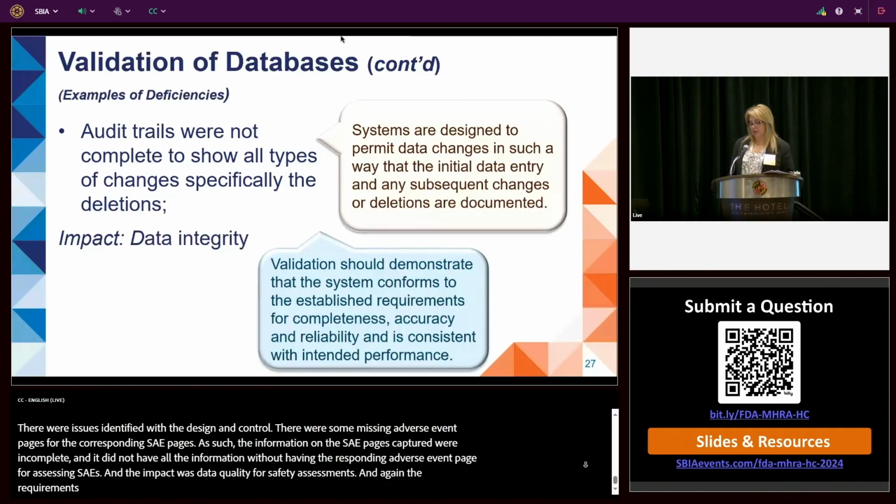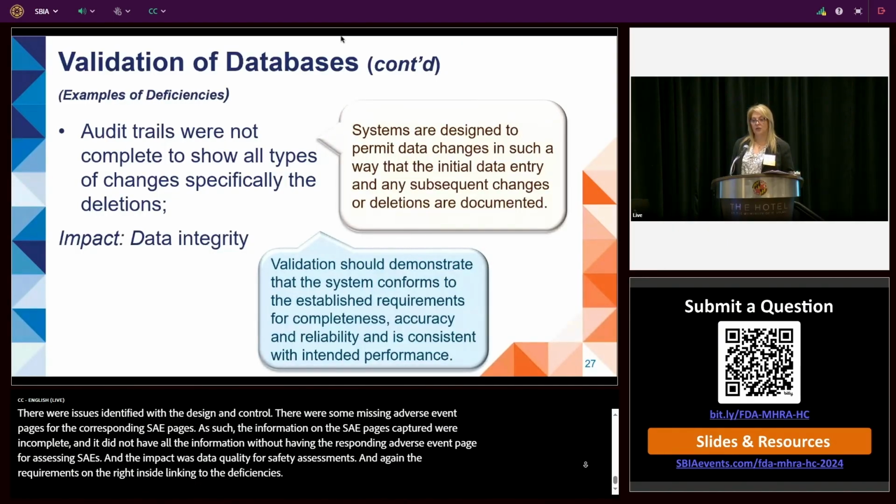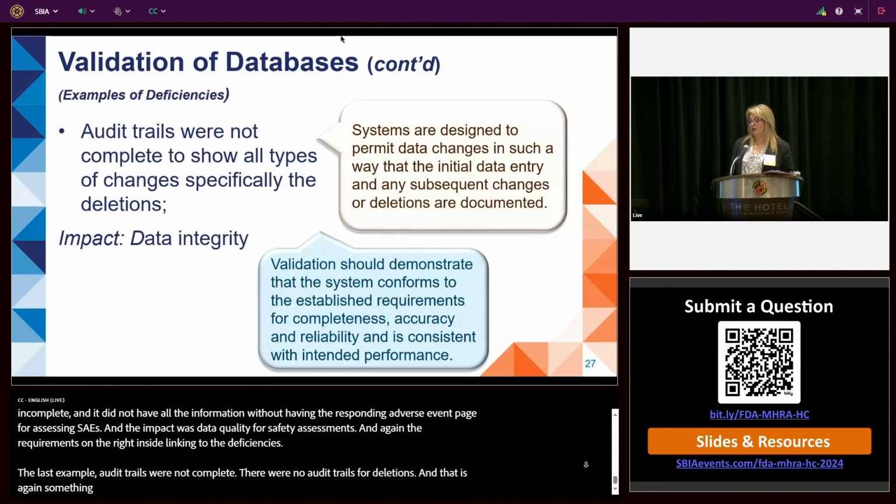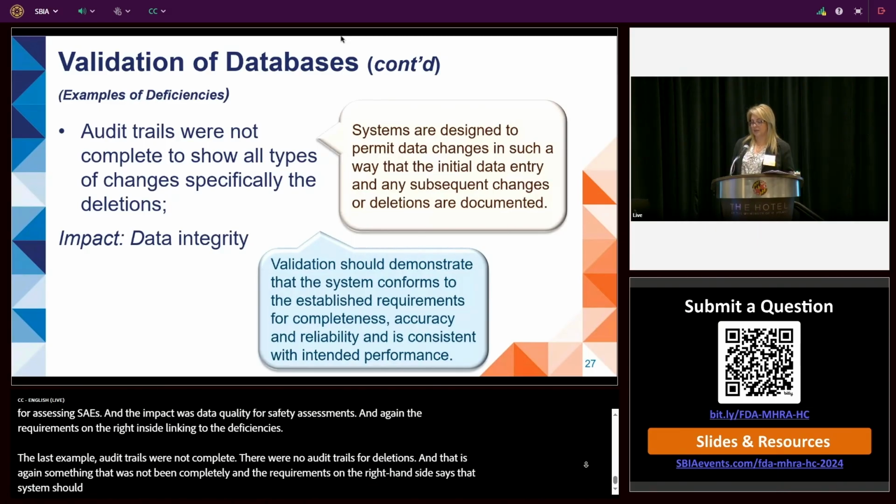In the last example, audit trails were not complete, as there was no audit trail for deletions. And that's, again, something that was not done completely. The requirement on the right-hand side says that systems should be designed to permit data changes in a way that the initial data entry, any subsequent changes, or deletions are documented. And this was a data integrity issue.